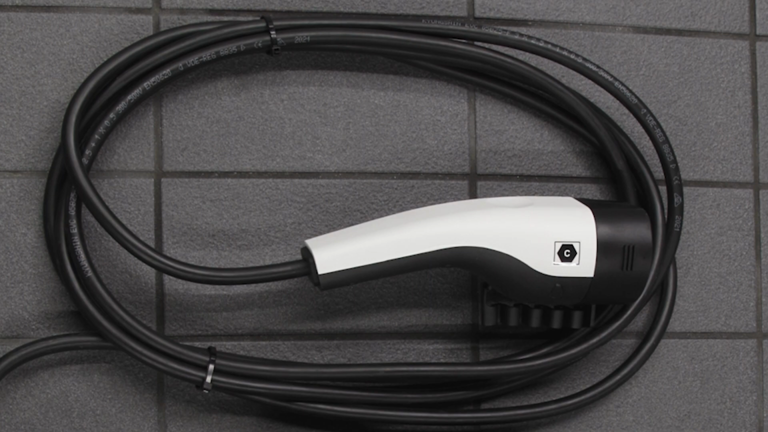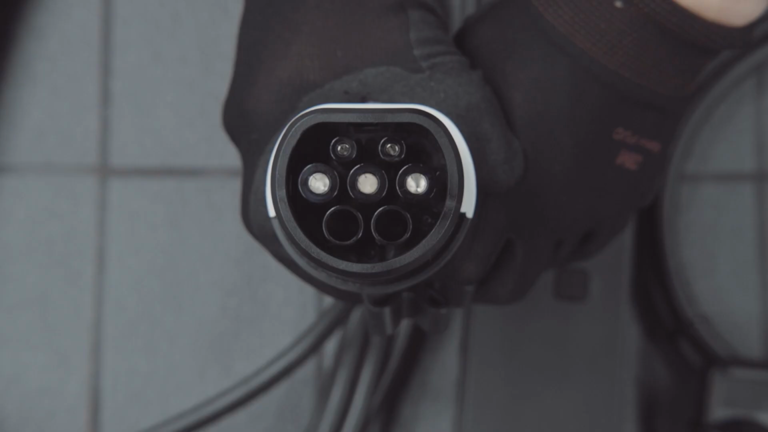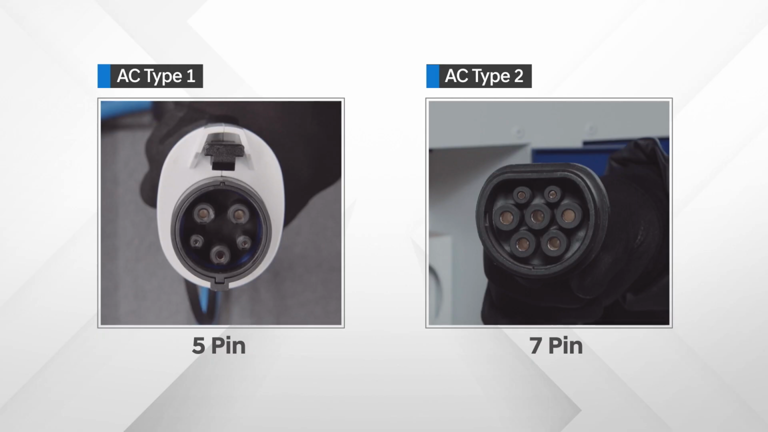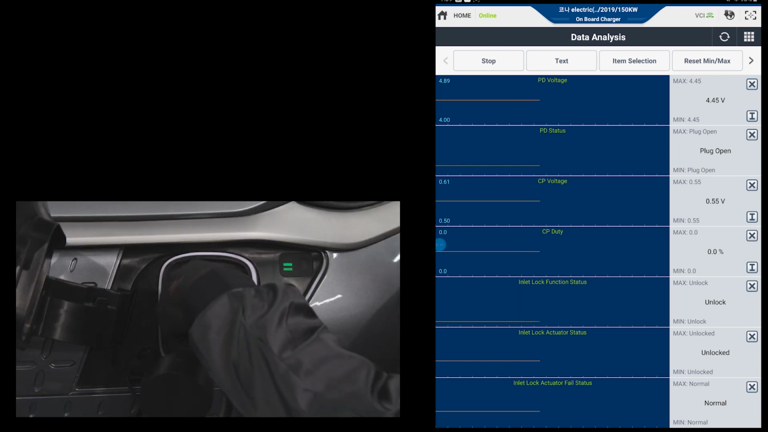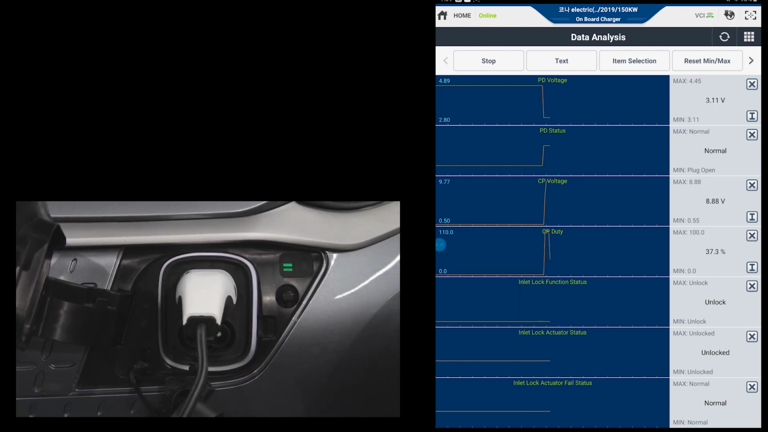Now let's check the PD signal in Combo Type 2. Compared to the CP and PD signal in Combo Type 1, the signal of Combo Type 2 differs only in the PD signal. Before the charger is connected, the PD voltage is 4.45 volts. Just after the charger is engaged, the PD voltage changes to 3.1 volts.